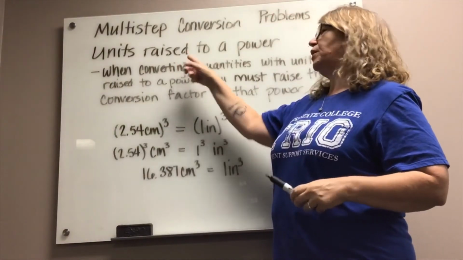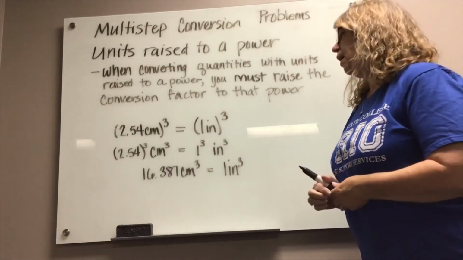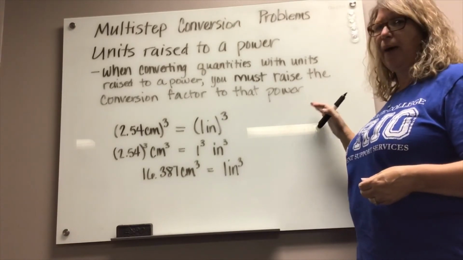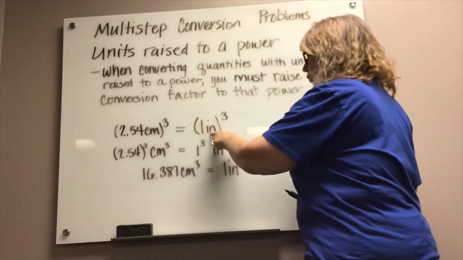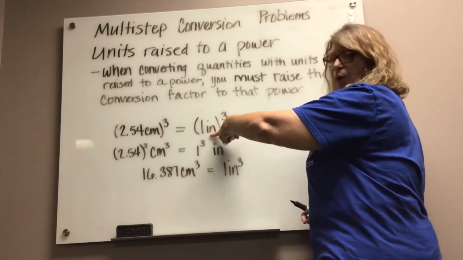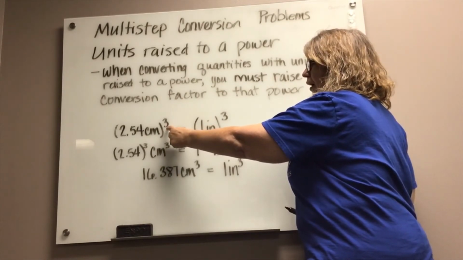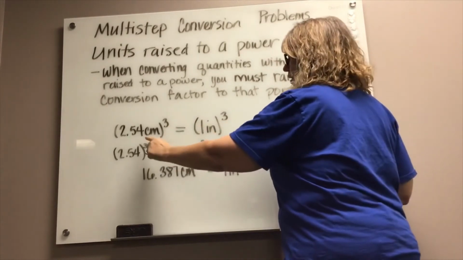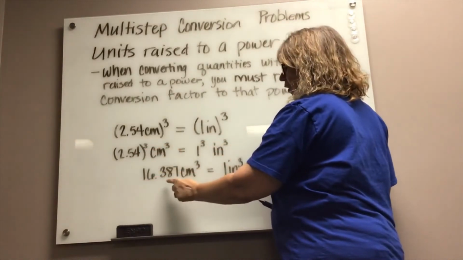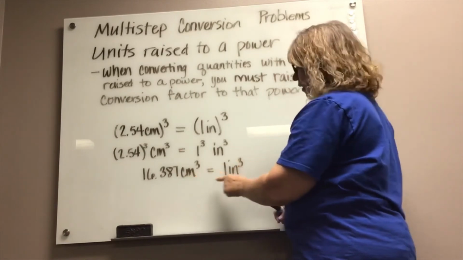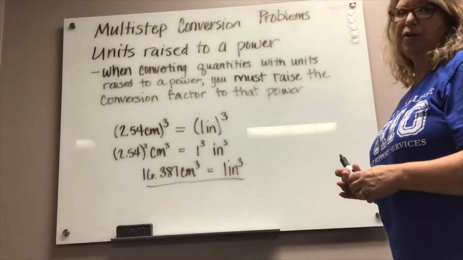So our next topic is going to be units raised to a power. Occasionally you're going to see problems that include cubic centimeters, cubic inches, cubic feet. It's important to know that when you're converting quantities that are raised to a power, you must raise the conversion factor to a power as well, right? So we know that 2.54 centimeters is equal to 1 inch. But we're going to work a problem here in just a moment that's in cubic centimeters, right? So we have to add the power of 3 to our conversion factor. And so this is what that looks like. 2.54 centimeters cubed is equal to 1 inch cubed. And so you actually cube 2.54 and you get an answer of 16.387 cubic centimeters. And that's equivalent to 1 cubic inch, okay? And so this is our new conversion factor because we have units raised to the power of 3, okay?